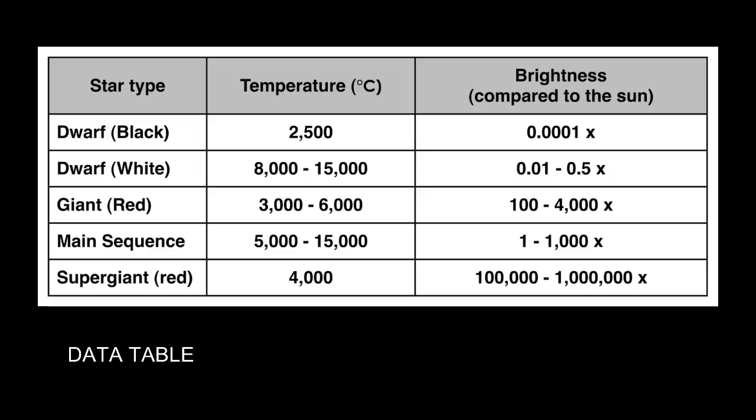Then the final stages of the main sequence stars of average mass are the white dwarf and the black dwarf. And the white dwarf, you can see it's pretty warm at 8,000 to 15,000 degrees Celsius, but they're also very dim because of their size, so 0.01 to 0.5 times as bright as the sun. And then when those cool and become black dwarfs, they're 2,500 degrees or less, and they are nowhere near as bright as the sun.